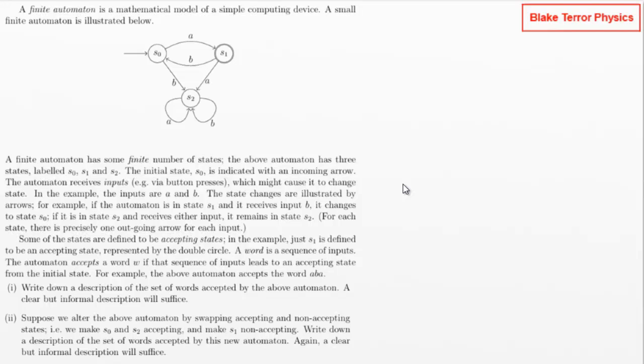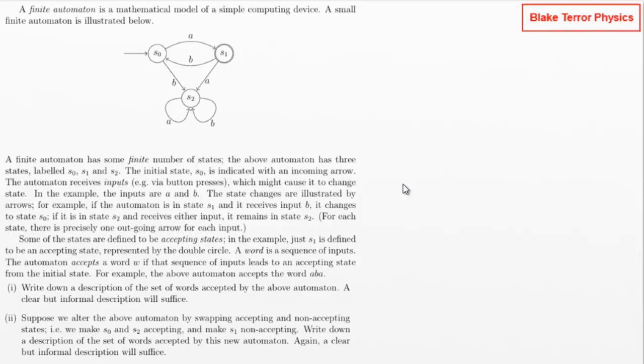Hello, this is question 7 from the 2014 maths. So a finite automaton is a mathematical model of a simple computing device. A small finite automaton is illustrated below, whatever that ends up meaning. I assume that's what the text is describing.